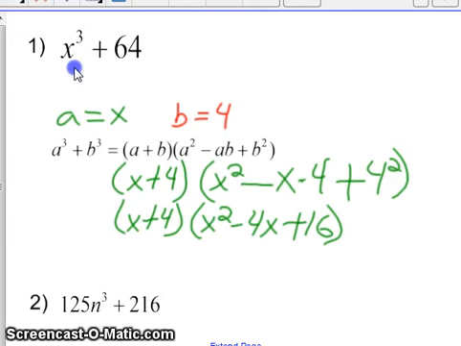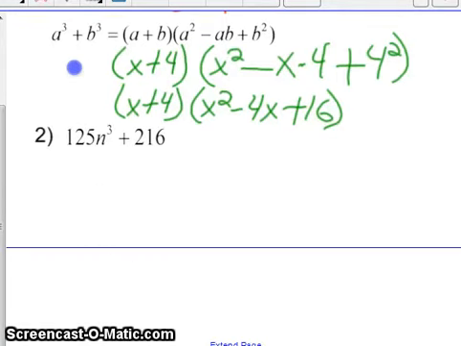Now, I usually would skip the first line, and I would do all of that in my head. But the first time I did this, I just wanted to write it out to show you how you are getting that. I think when you write too much stuff out, it just confuses the matter. I think you're perfectly capable of doing this in your head.